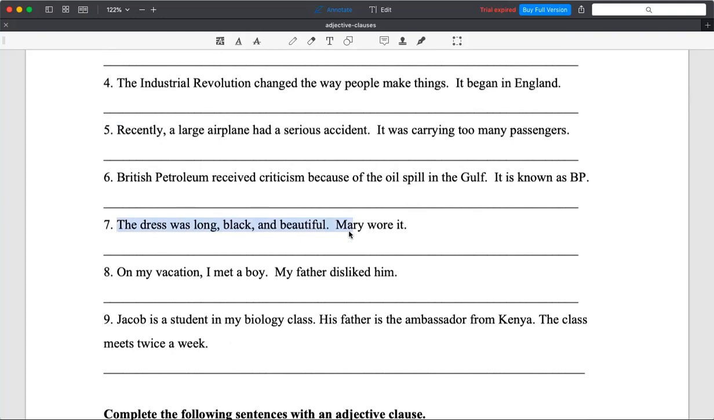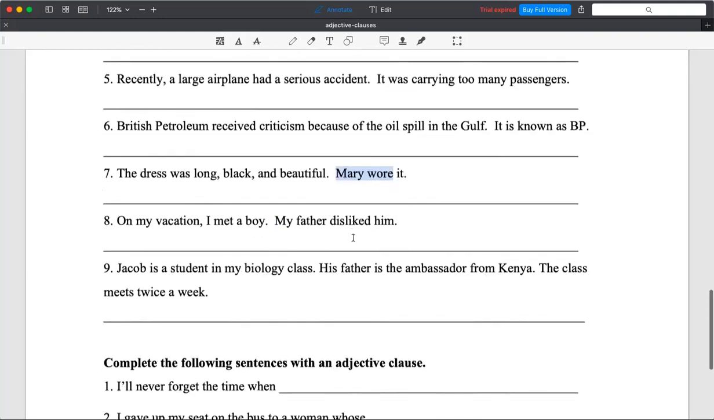William did it, so I read it. The long black and beautiful dress was worn by Mary. I can also say Mary wore a long dress, which was long and black and beautiful. But your sentence is okay as well. Number 6, British Petroleum, known as BP, received yes. Good work. Okay.